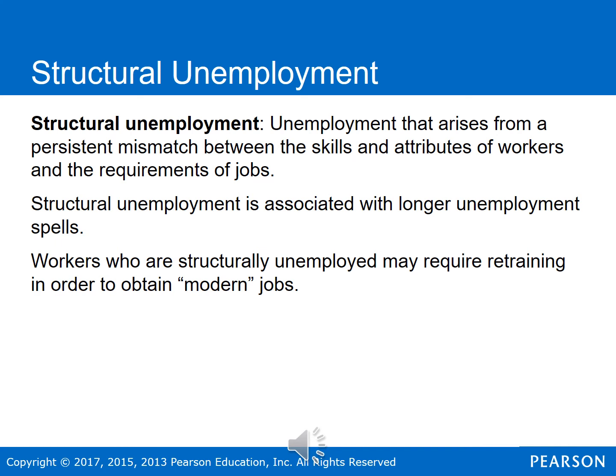So in order for these workers to become employed again, they have to either become skilled in computer generated animation, or they need to find a whole new occupation. And in the meantime, while they're either trying to build these new skills or finding a new job where they can use their old skills, they're going to be unemployed. So economists call people in these situations structurally unemployed. So again, that's this persistent mismatch between job skills and attributes.